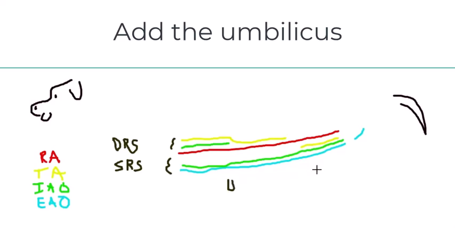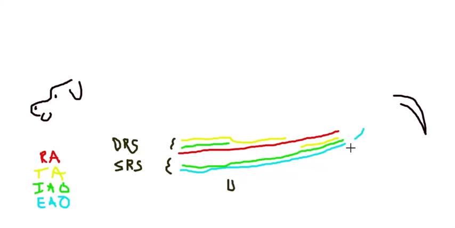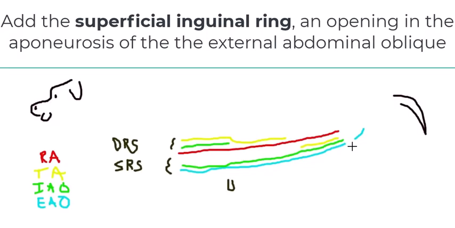Add the umbilicus somewhere in about the cranial third of the abdomen. And now let's label the superficial ring, which is essentially an opening in the aponeurosis of the external abdominal oblique. So you can kind of imagine that and label that.